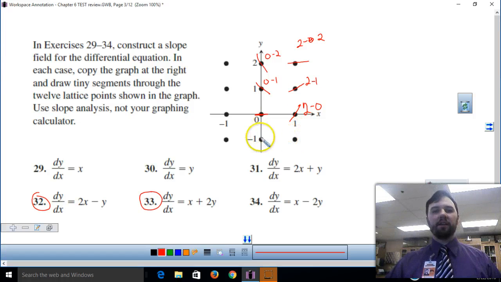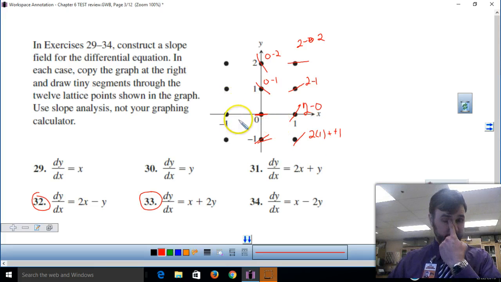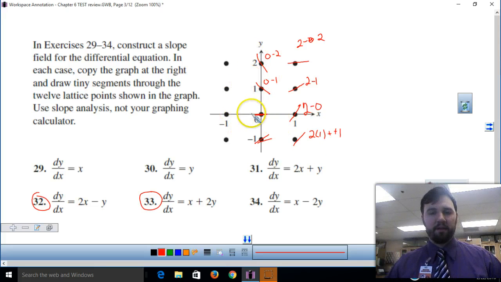All right, so we plug in 0, negative 1. You get 2 times 0 minus negative 1, which is a positive 1. 1, negative 1. So you get 2 times 1 minus negative 1, which makes it plus. That's 3.